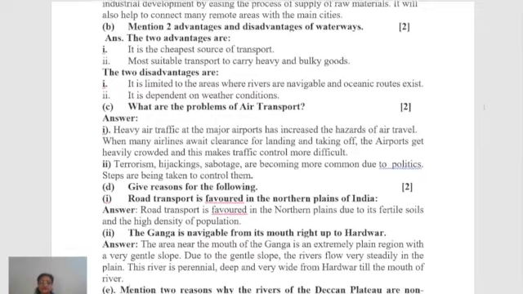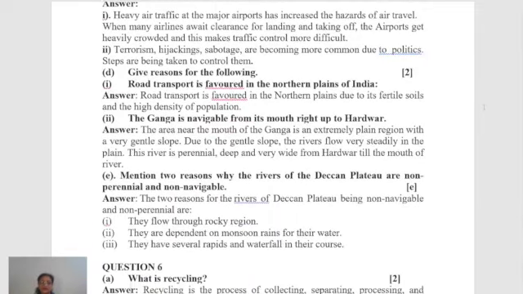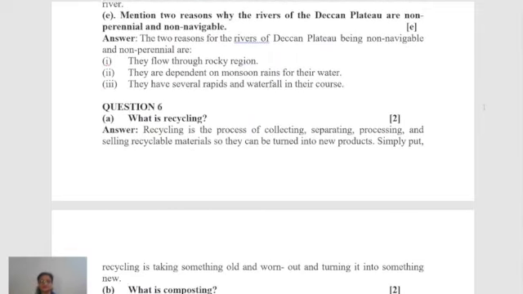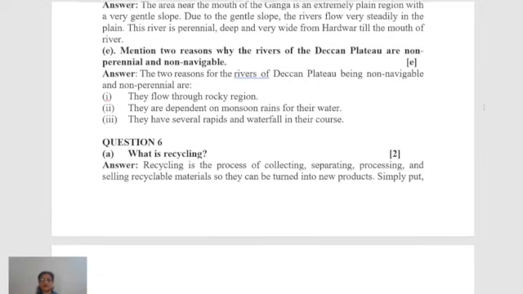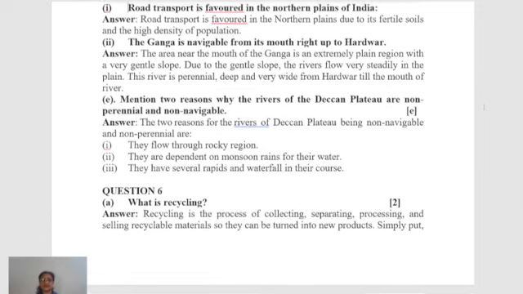Now come to next, give reasons for the following. Road transport. What is it? Road transport is actually favored in the northern plains of India. Road transport is favored especially in northern plains due to its fertile soil, you can say flat surfaced area, high density of population, maximum number of industrial centers. Okay, all these are helping in it.